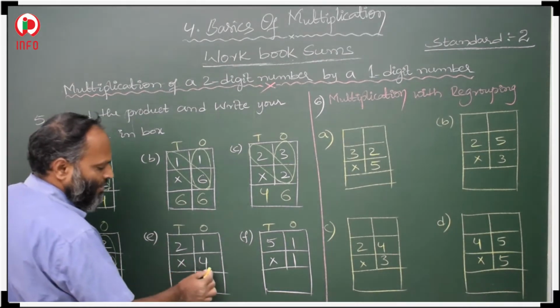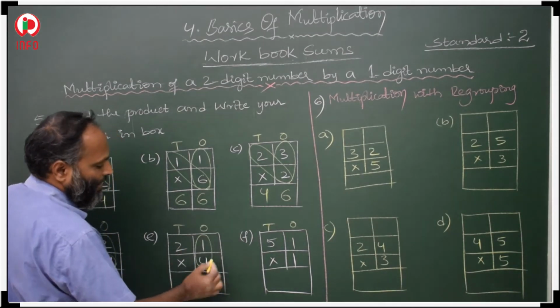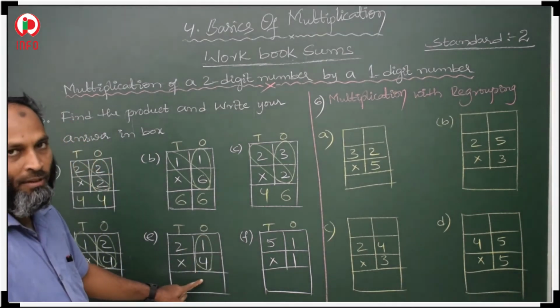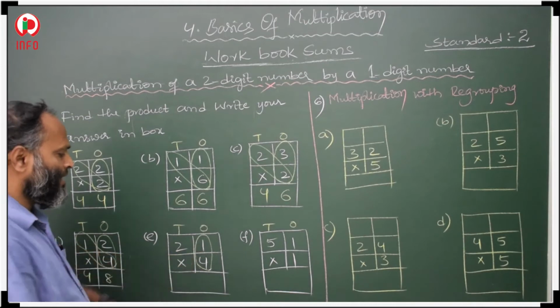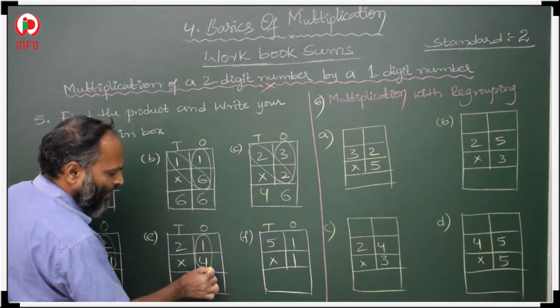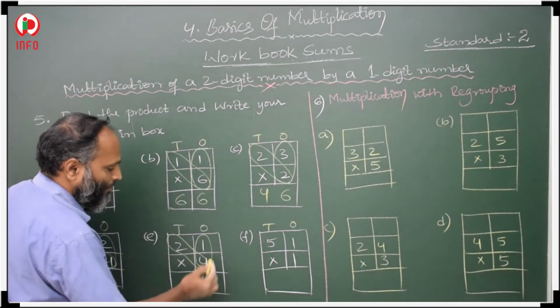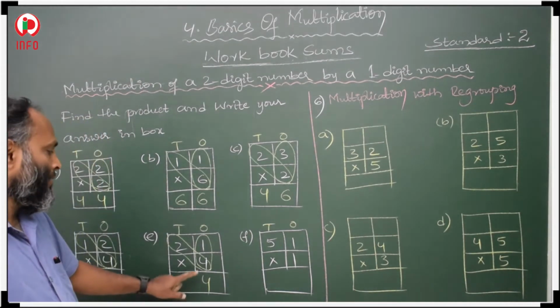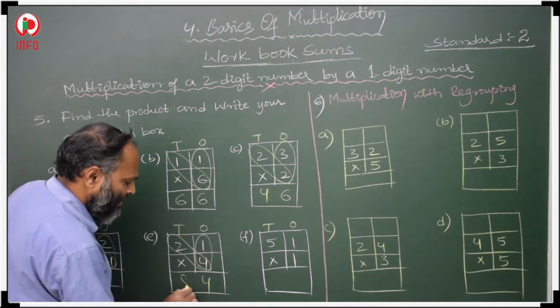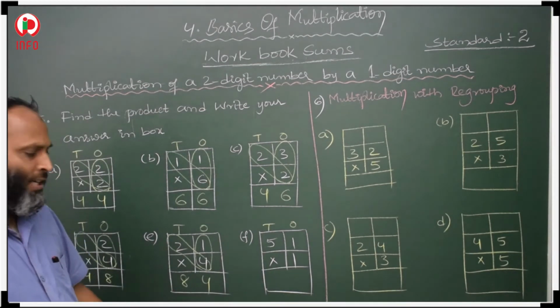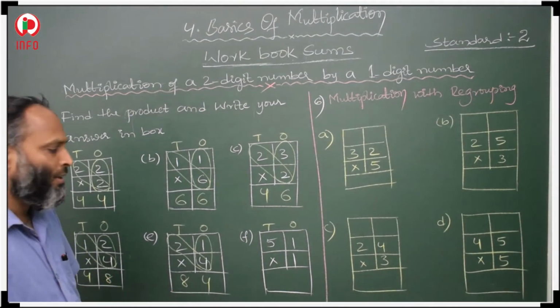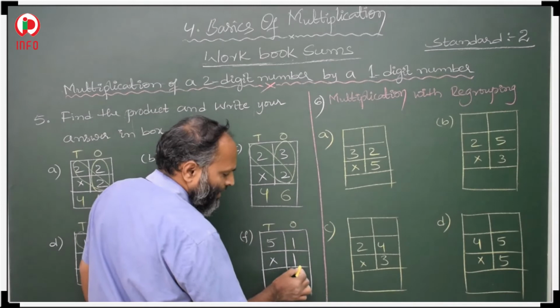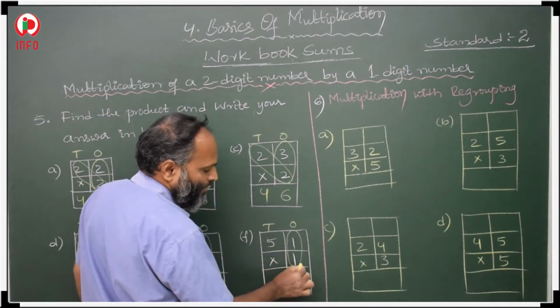Here ones place is multiplied with single digit, means single digit is multiplied with ones place, 4 ones are 4. Again, this is multiplied with tens place value, 4 2s are 8. 84 is our product.